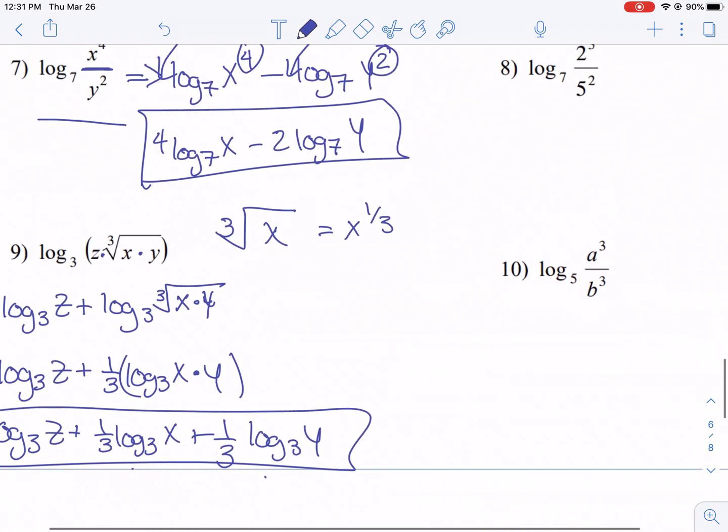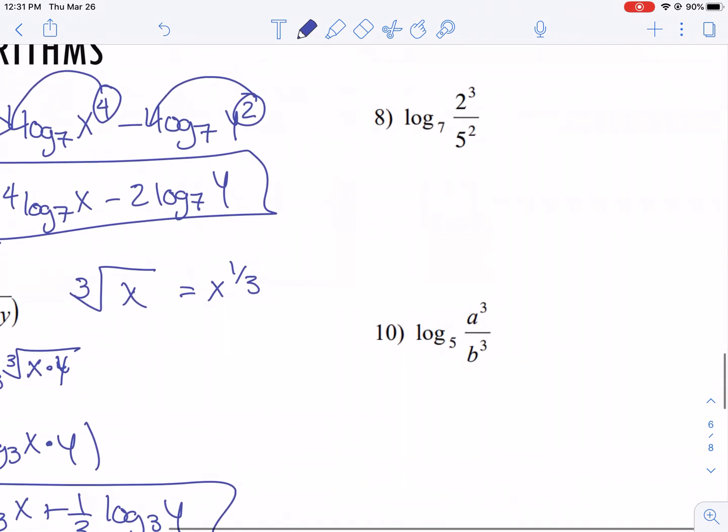So if you want to try these next two really quick, I'm going to be like Dora the Explorer. Are you trying? Are you pausing the video? All right. Hopefully you paused the video and then come back and check the answers really quick.